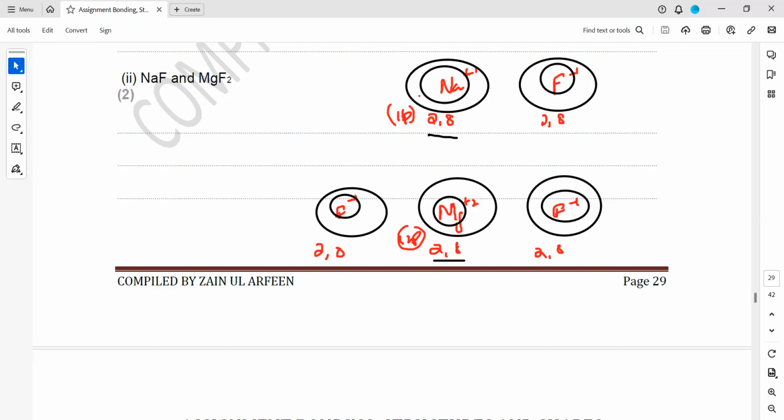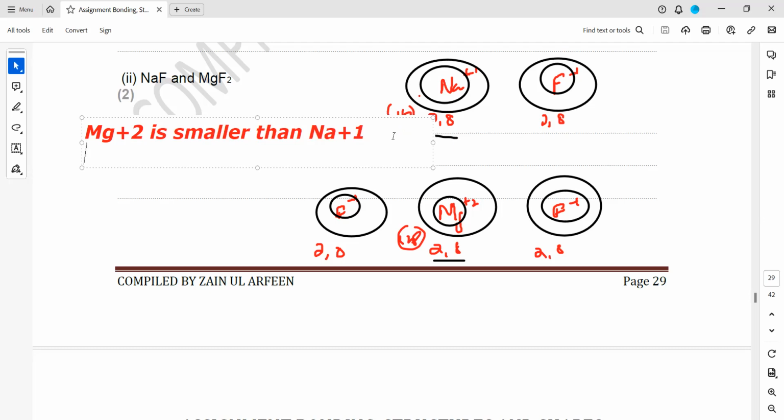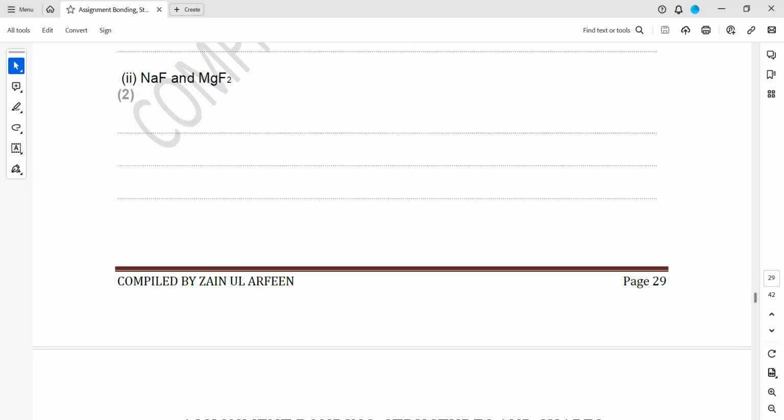So 2 points you will mention. One thing, the magnesium 2+ ion is smaller than sodium 1+. Why is it smaller? Because it has a greater number of protons in the nucleus, so stronger attraction towards the electrons. And the second mark is the magnesium 2+ ion is having a greater charge compared to sodium, which is plus 1. So both lead to smaller size and a greater charge, stronger attraction. That's why it will have a higher lattice energy.